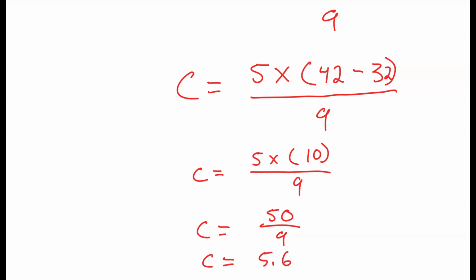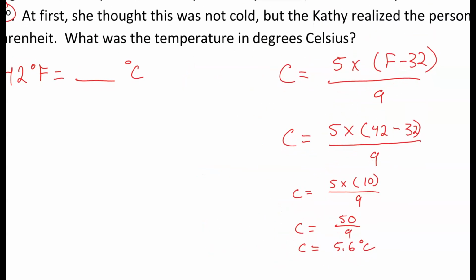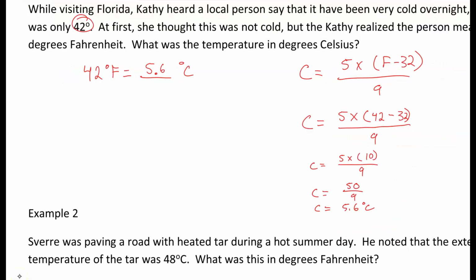So C equals 5.6 degrees Celsius. So 42 degrees Fahrenheit is going to be equal to 5.6 degrees Celsius. That would be quite cool. So when you're talking about temperature, it's really important that you list if it's Fahrenheit or Celsius so that they know exactly what you're talking about.